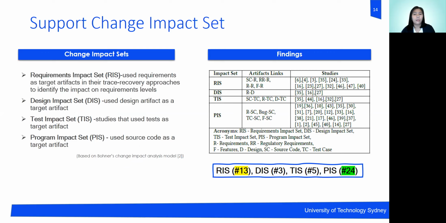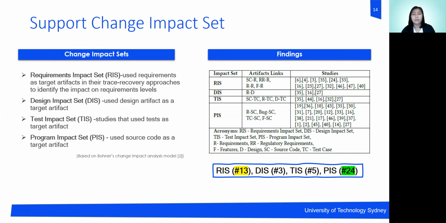In terms of change impact analysis process, and which part of the change impact analysis process are supported by the study, we use 4 change impact analysis sets provided by Bohner's change impact analysis model and cluster the study. For example, the first one, requirement impact set. If a study uses requirement as a source artifact or target artifact in their tracing approach, then we included this study in this cluster set.